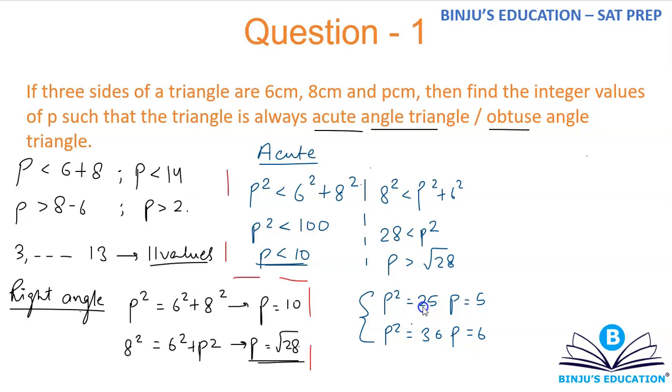If you want p to be greater than root 28, p being an integer value, then p can have values such as 6, 7, and so on. It cannot be 5, because it has to be greater than root 28. So my conclusions are: p is less than 10, and p is greater than root 28, which is greater than 5.5 something. So the integer values I'm going to have are 6, 7, 8, and 9.